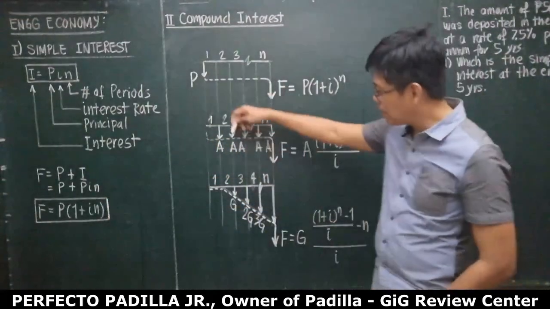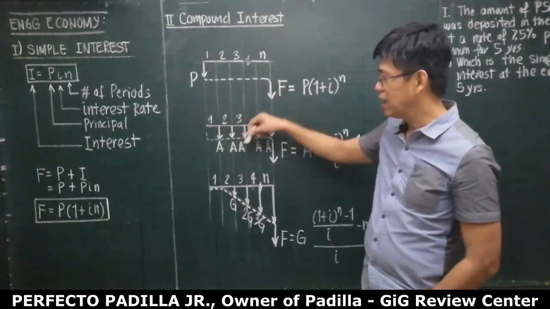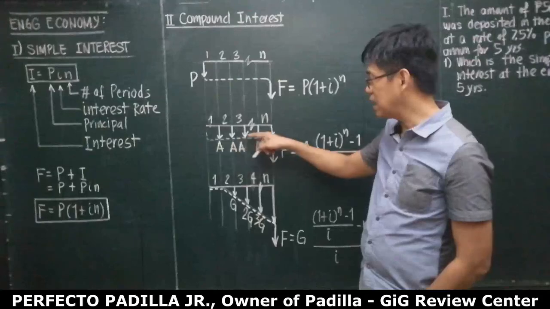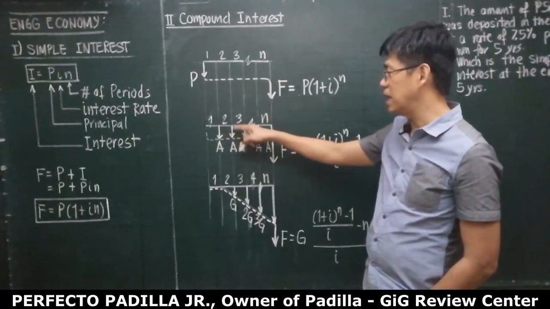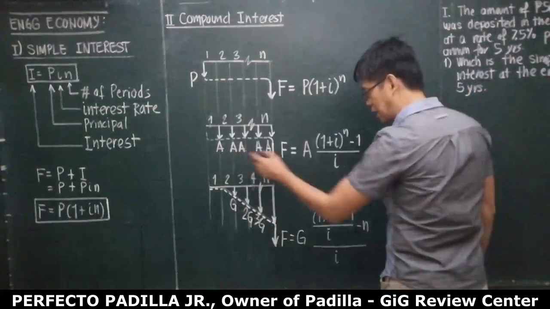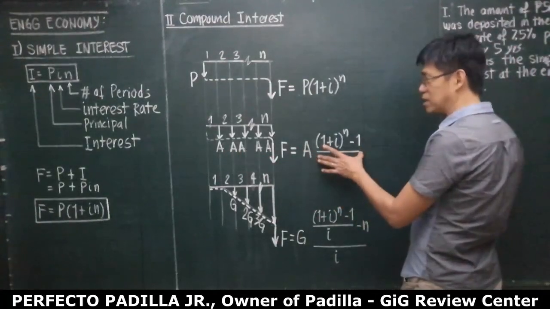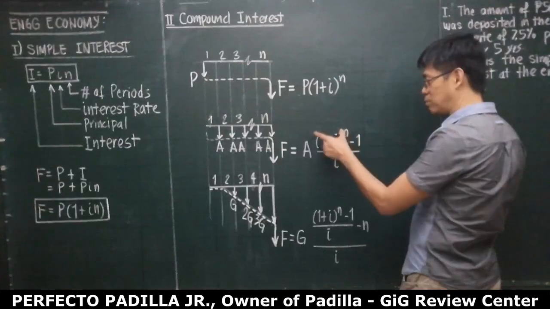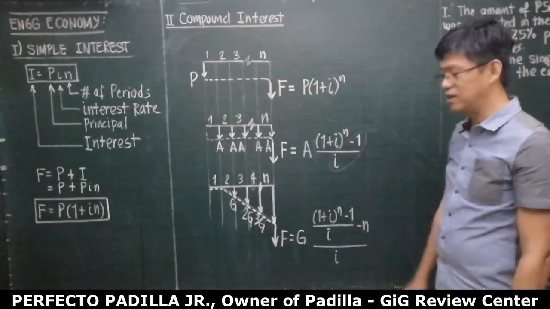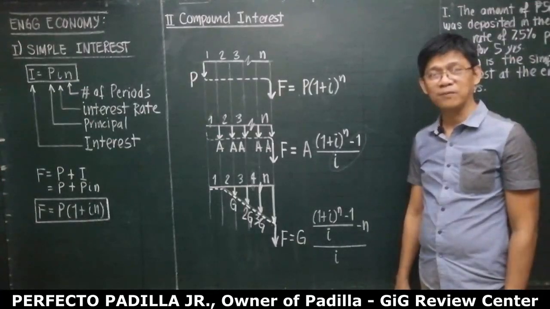So kung meron ka namang annuities, no? Eto yung first at the end of first period, and at the end of n periods, there will be n annuities, no? Yung future amount is A times this quantity. Parang ito lang. Kopyahin mo lang to, then minus 1 over i. You get it? Kuha. Okay.